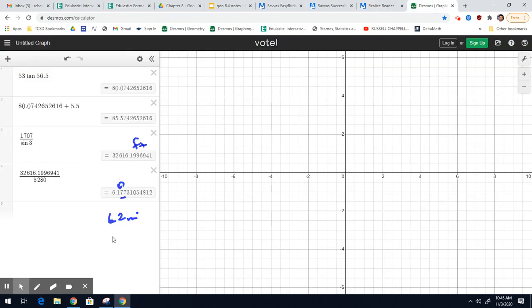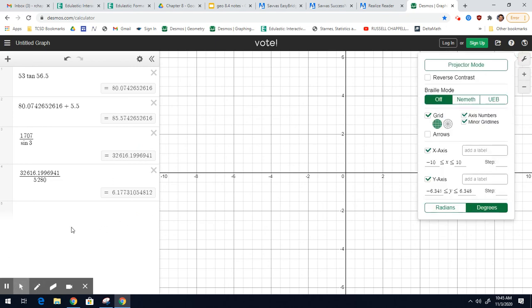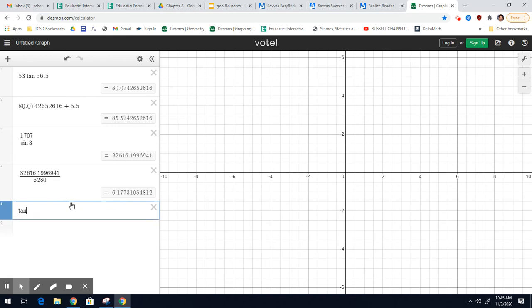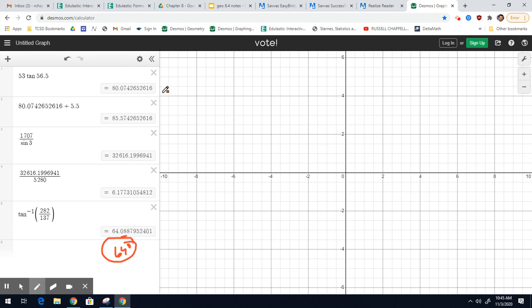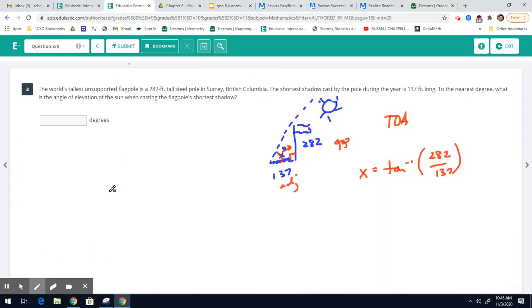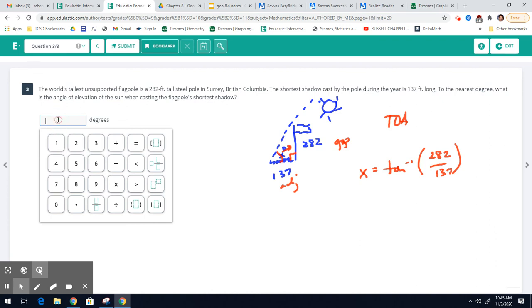Okay, so we're going to go back here. Again, make sure we're in degree mode, which we are, degrees. So I'm going to type in tangent. And again, I'll use the caret button above the 6 to put my -1. Again, that's just notation. And again, it's 282 divided by 137. And there is my angle, 64.0. The 0 keeps the 4 the same. That'd be 64 degrees. So we go back to Edge Elastic and we type in 64. The degrees is right there, so no need to put the symbol in.